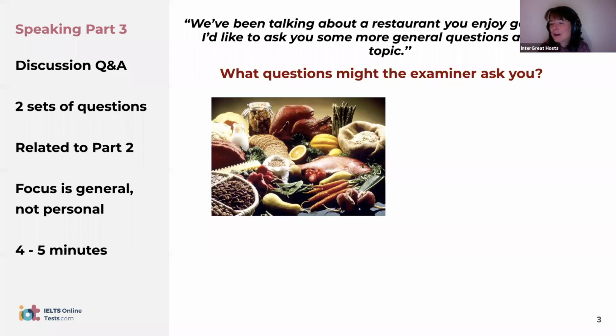Remember, they're not going to ask you about what you like, because that's a part 1 question. They're going to ask more generally, exactly, like what kind of food do people prefer to eat these days? Yeah, Nirmal, comparing the past and the present, that's very common, and how things have changed. You could talk about nutrition and things like that. Are restaurants healthy? What types of food are considered healthy in your country? Exactly, Hannah. Balanced diet, those kinds of questions.